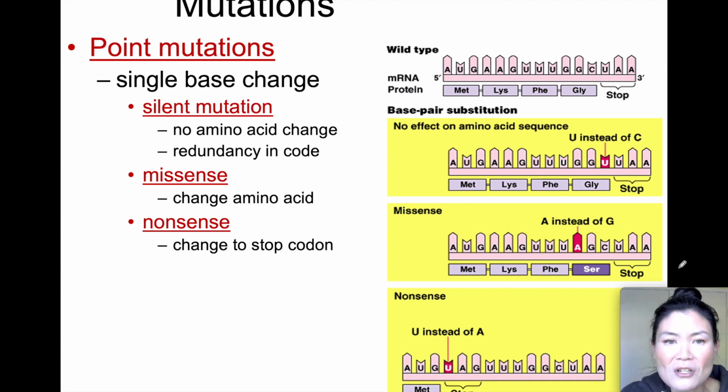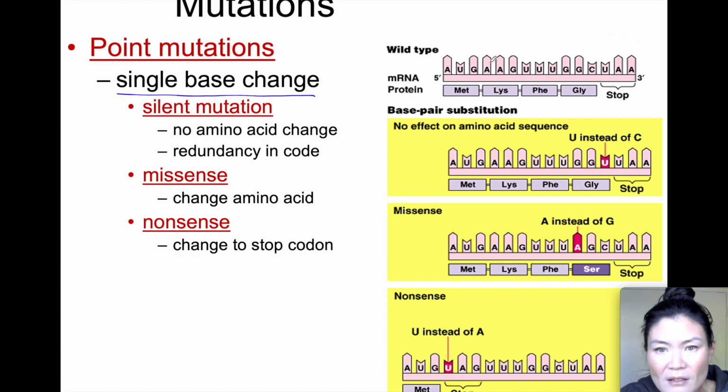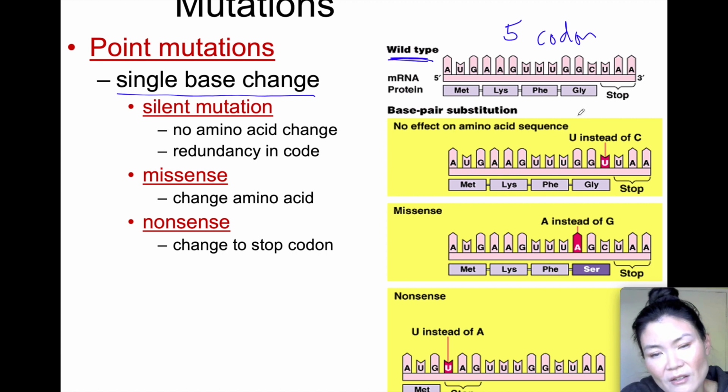All right, point mutations. Point mutations are basically single base changes. So here is our mRNA, and there are 5 codons on the mRNA. This is the wild type, meaning this is the normal mRNA sequence, and this is the normal polypeptide chain or protein chain: methionine, lysine, phenylalanine, and glycine. So you have 4 amino acids because the last codon is a stop codon.